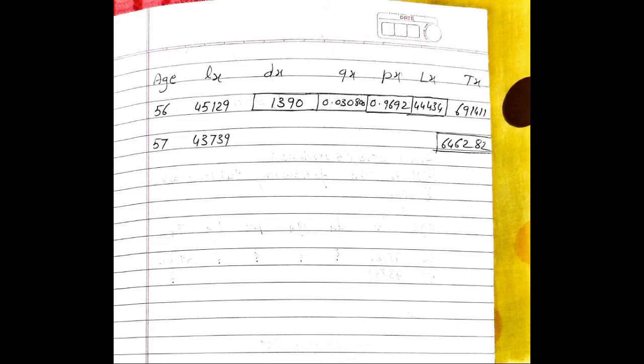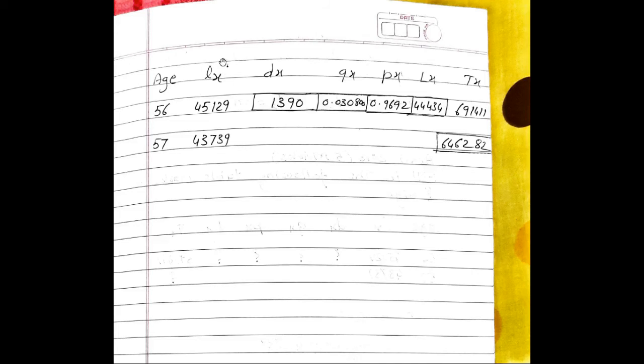If we perform the calculations, the value of L56 can be considered as 44,434. Next question mark is for T57. The formula can be written as T57 equals capital T56 minus small L56. Capital T56 has already been given as 6,91,411, minus L56, which is 45,129. So the answer is 6,46,288.